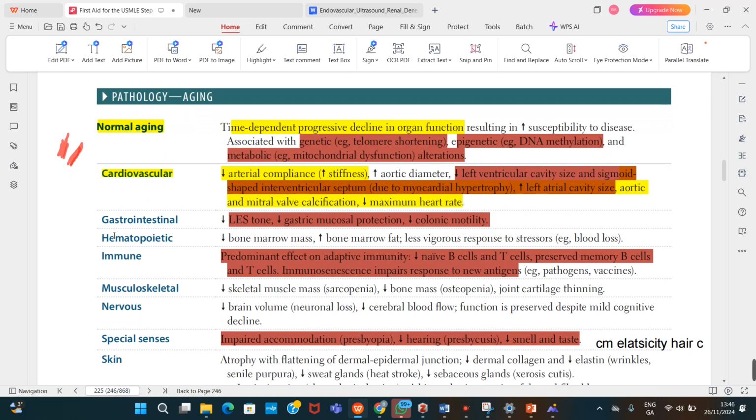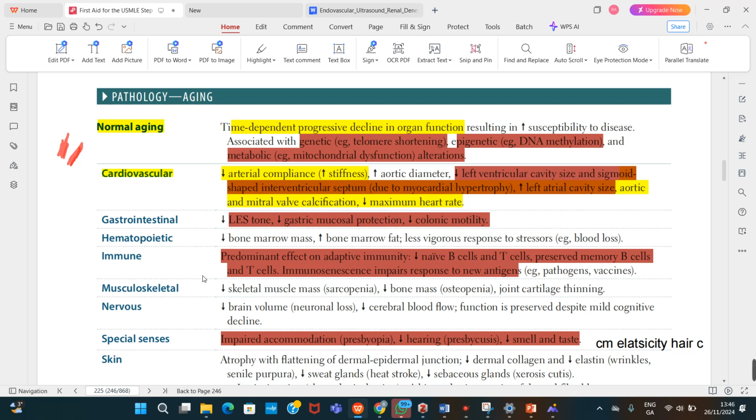For the gastrointestinal system, the first thing is you look at it from the esophagus to the stomach to the colon. Esophagus, stomach, colon. So what will happen at the level of the esophagus? The lower esophageal sphincteric tone is going to reduce.